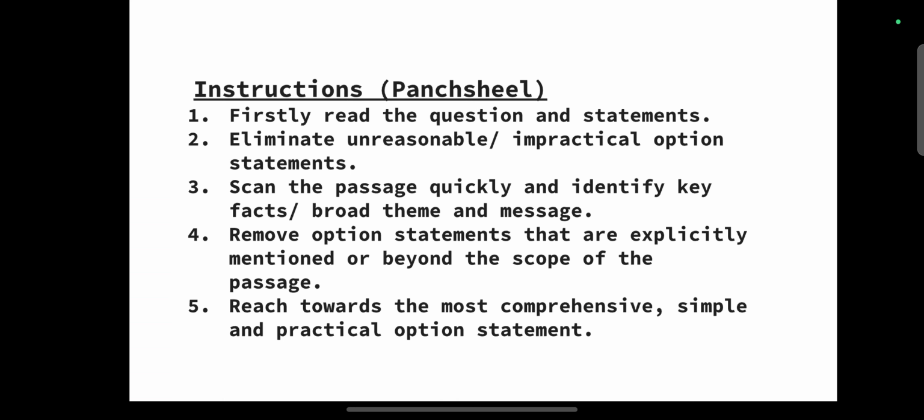Instruction first, as we have already discussed in the last video, is that we have to read the question statement and the option statements as the first thing while looking at the comprehension. We don't have to read the comprehension, we'll directly jump onto the question statement and the option statements. Secondly, we will have to eliminate the unreasonable and impractical option statements. Third is that we have to scan the passage quickly, identify the broad theme and message of the passage.